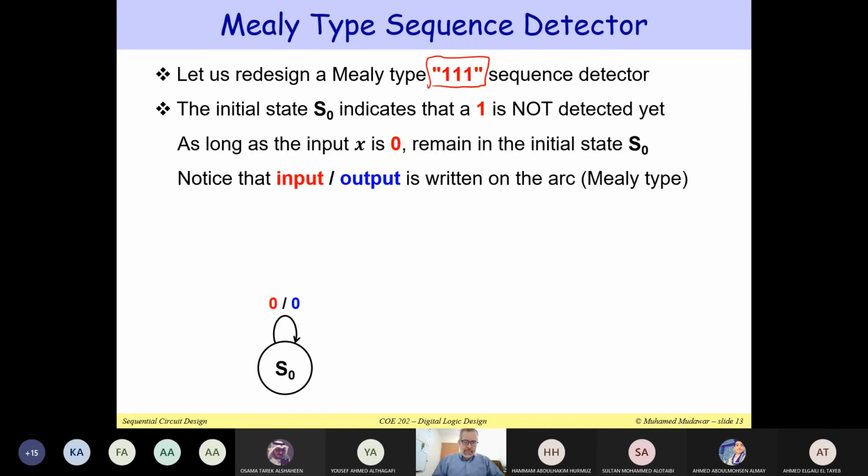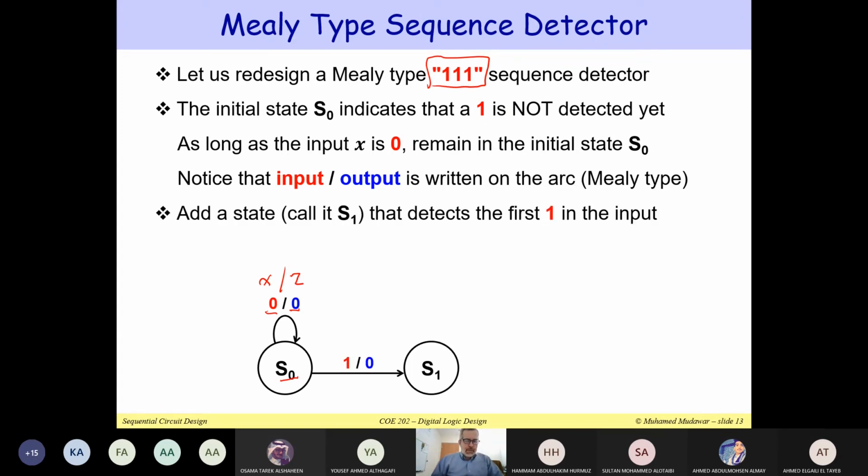We're going to start initially with state S0. Notice that as long as my input is 0, we remain in the same state and the output will be 0. The difference here is that I'm going to show the output on the arc, not inside the state. So the output depends not only on the state, but also on the input. The state here is S0, the input is X equal to 0, and slash the output Z is equal to 0.